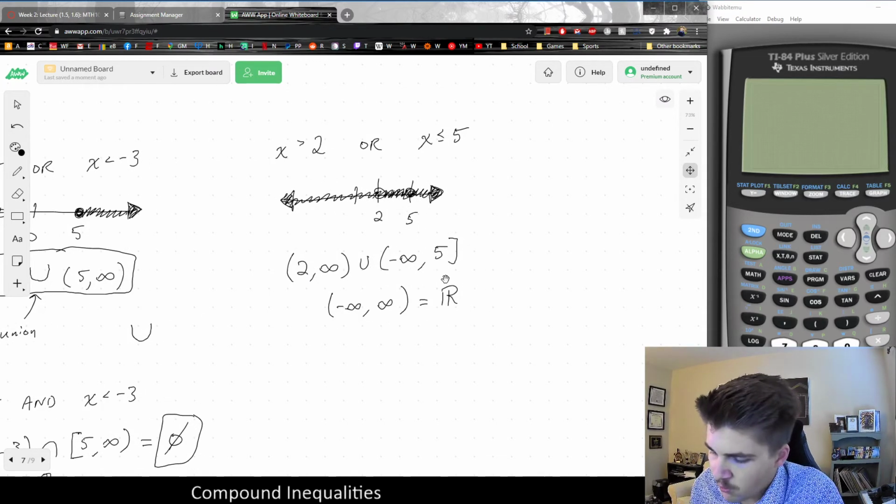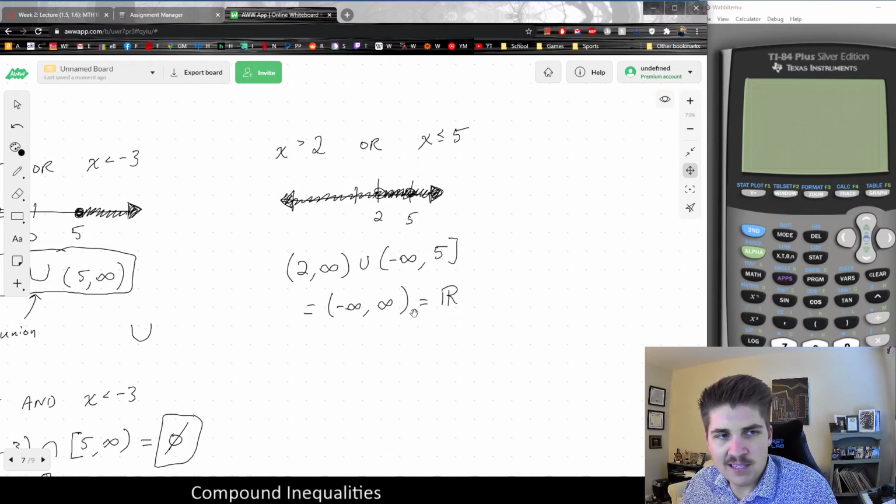So if you're wondering, well, what's the right answer? All of these mean the same thing, but this is a simpler way of writing it. And it takes a little bit of recognition. How do I know that? Again, that's where the graph comes in handy, so I can really visualize that it's everything from negative infinity to infinity.